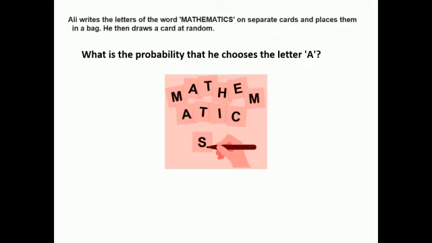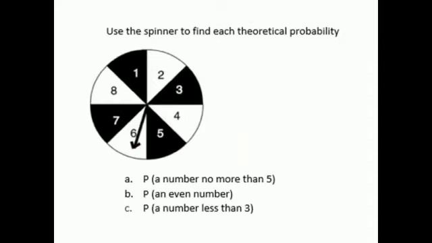Okay, so some words. The word mathematics is written on cards and spread out on the back. We have to take a letter. The question is, what is the probability that he chooses the letter A? For that, you must know the total number of letters, so please count it. Yes, you got 11. And think about the letter we need, A. How many A's? So the probability of getting A is equal to 2 by 11. 11 letters are there and 2 A's are there, so 2 by 11.